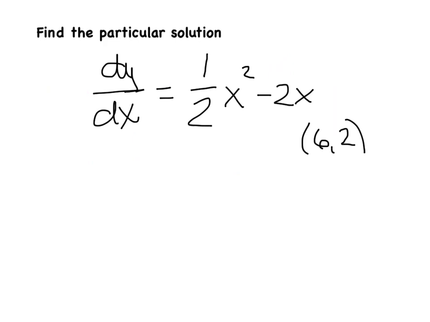All right, you've got this one on your own. Find the particular solution, dy dx equals 1/2 x squared minus 2x at the point (6, 2). So remember, get your general solution, then use your point, your initial condition, should say, to get your particular solution. Pause it, and then play back and see if it's equivalent to mine.